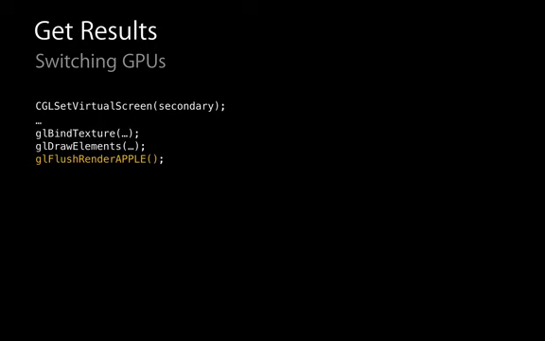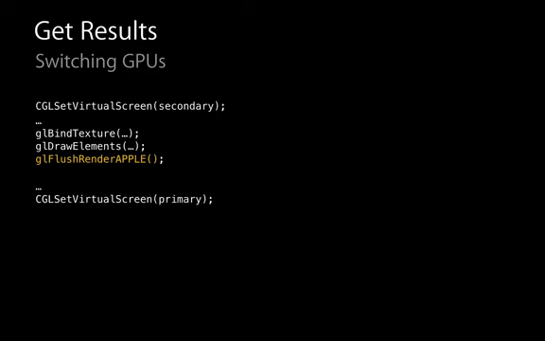So let's take a look at what to do when we're switching work from one GPU to another. Let's say that we were going to do some OpenGL work on the secondary GPU. We'd call set virtual screen and pass in the secondary virtual screen. Then we would bind some objects, maybe some textures that we're going to work with, and do some drawing. Then we would call flush render apple, and that's going to cause all of that GL work to be submitted to the device. It's going to push all of that work off to the GPU, and the GPU will start working on it.